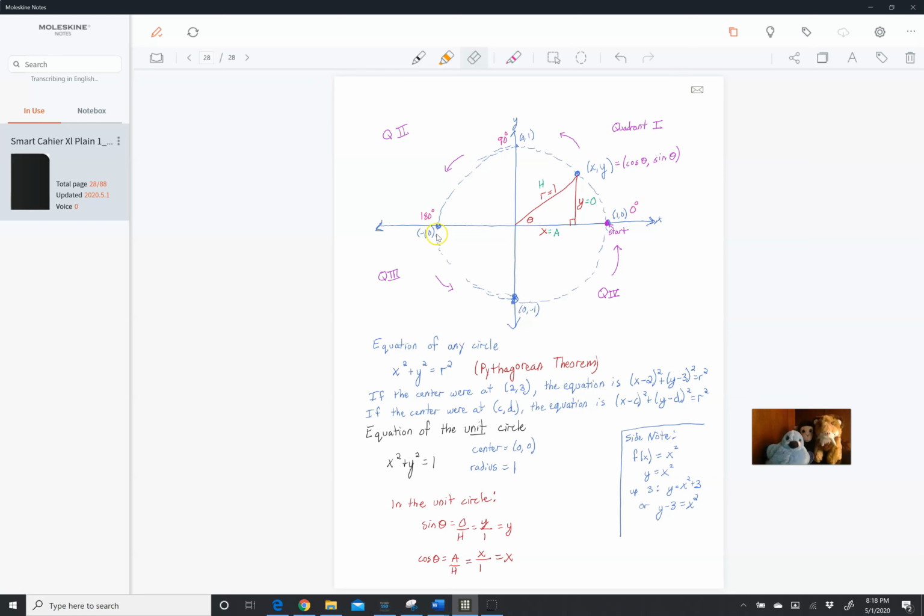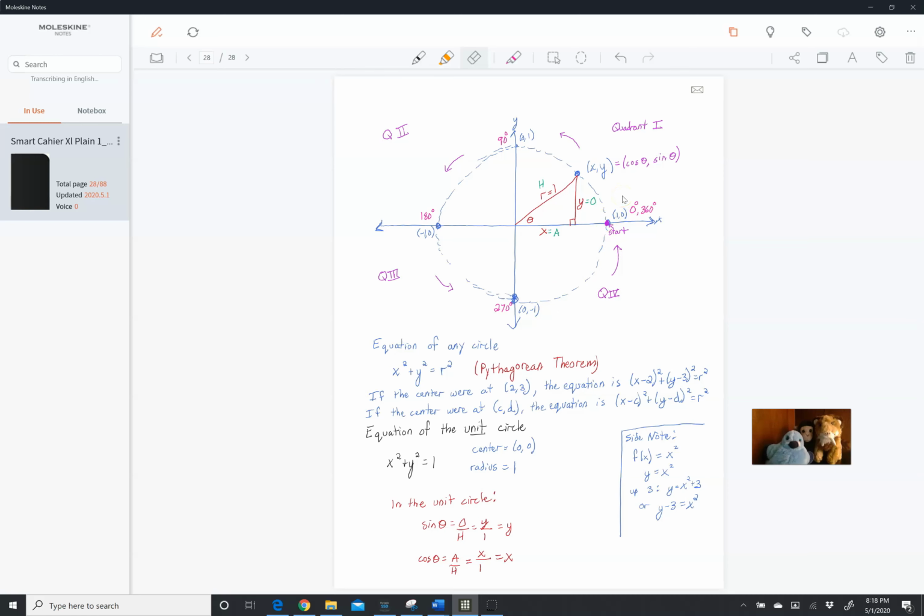Now we're going to keep going. How many degrees have we traveled when we get to here? This is another 90 degrees, so it's 270 degrees. And we keep going because we have to go all the way around. And once we go all the way around, we're at 360 degrees.